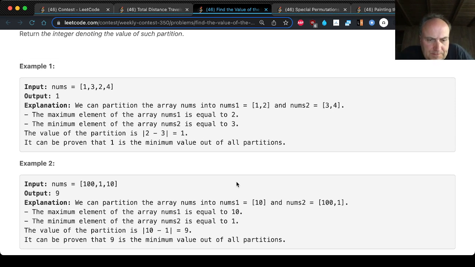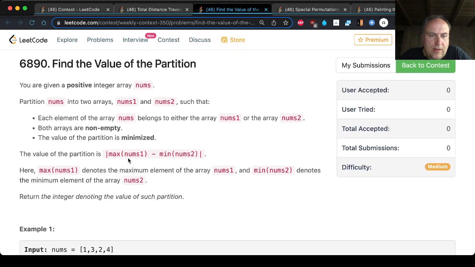Okay, so it can be max nums1. Okay, so max and 1 minus min and 2, and then we do max and 2 minus min and 1.